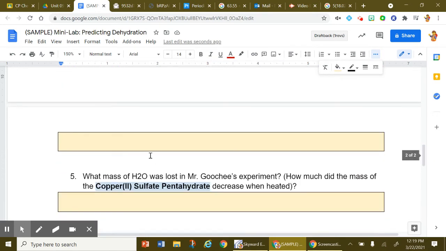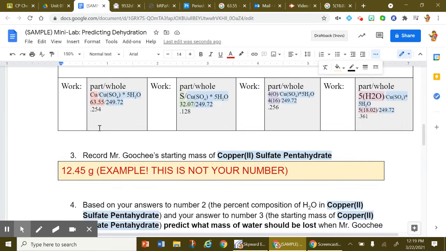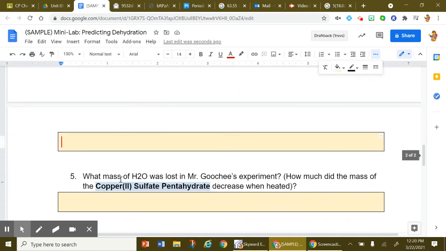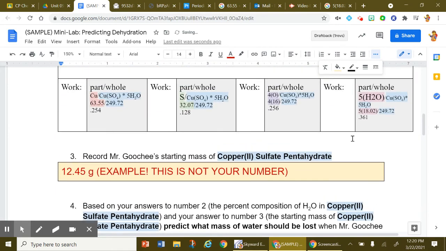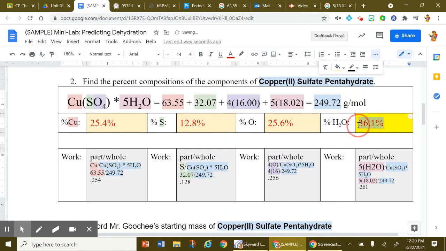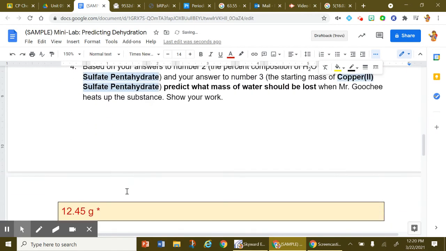Well, check this out. All you need to do is take your starting mass, which is 12.45 grams in my case, and multiply it by the percentage water that this is. This is 36.1% water. So 12.45 grams times 36.1% equals, we'll copy, let's see.